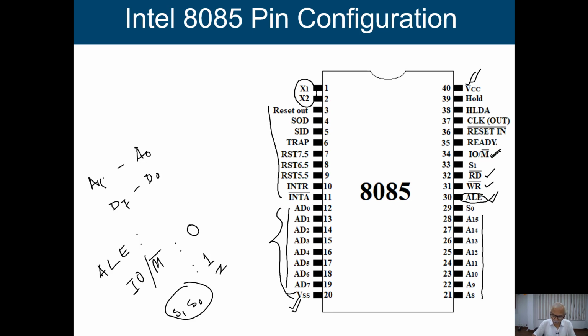Apart from that, we have these lines: reset in, ready, clock out, hold and hold acknowledgement. These are again related to input output, basically DMA, direct memory access. When we discuss input output, maybe at that time I will correlate what this hold and hold acknowledgement and those particular lines are. Then there are interrupt acknowledgement and reset.